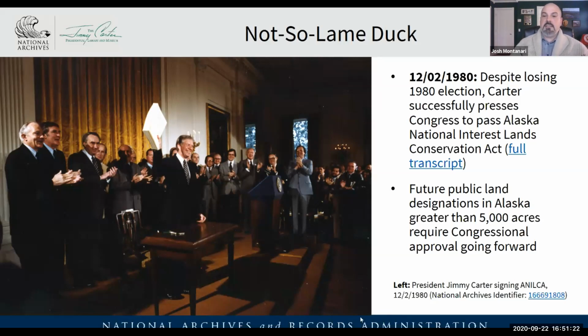President Carter recognized that, Congress recognized that, so they come to the table and they pass the Alaska National Interest Lands Conservation Act, with the caveat that any future public land designations in Alaska greater than 5,000 acres will require congressional approval. So again, we kind of see the same thing happen here as what happened with the state of Wyoming.